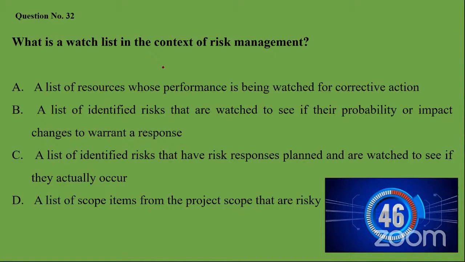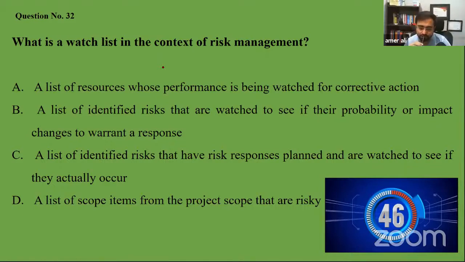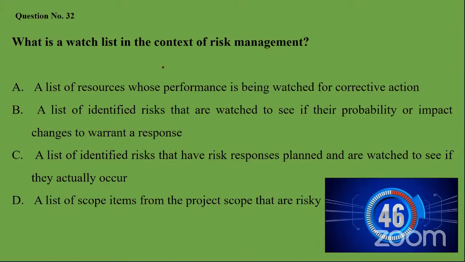Watch list. That will be out. Okay. A list of resources who perform is being watched in the corrective action, that will be out. A list of identified risks that are watched to see if the probability or impact changes to warrant a response. B is the answer. And what is the justification for that? It's because probability and impact is mentioned. No? It is the content of the risk management. The risk means the probability and impact will be there.